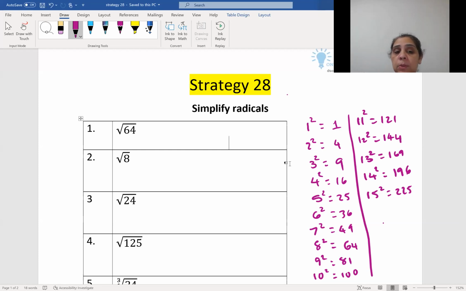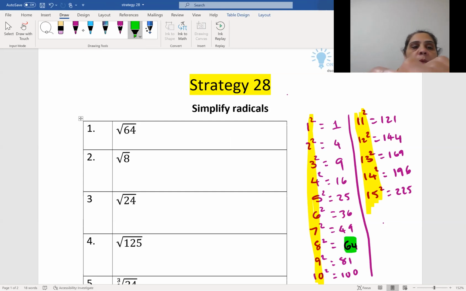So the square root of 64. That means we are looking for a number that we multiply by itself two times. What is that number? If you memorize perfect squares, 1 squared, 2 squared, 3 squared, up to 15 squared, it will really help you. You will save some time during your SAT test. So here we have 64. The square root of 64 is what? 8. 8 times 8 is 64. So you'll get just simply 8.